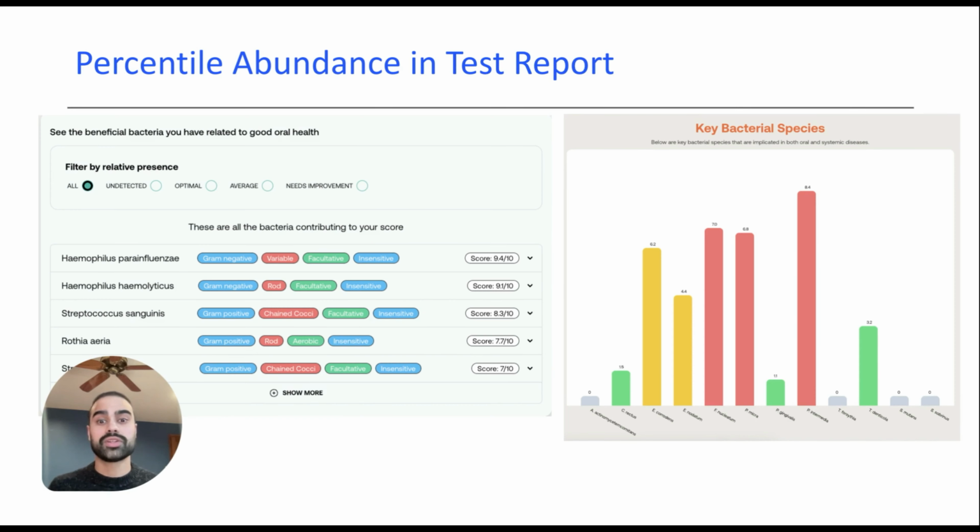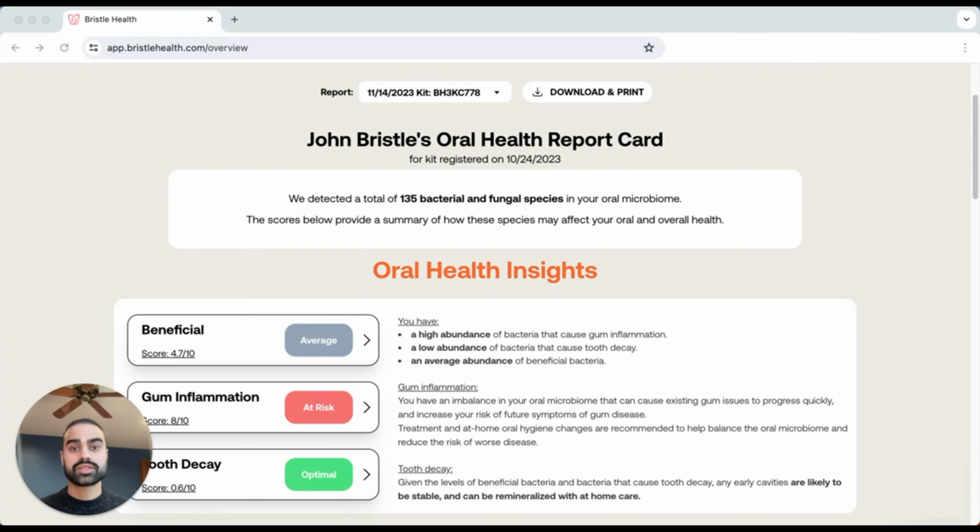The percentile abundance is the most common metric used throughout the Bristle Test report. So you'll find it in places like the key bacterial species chart, the detailed results, as well as the raw results. Next, let's take a look at the aggregate condition scores.